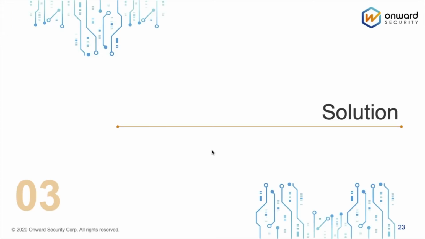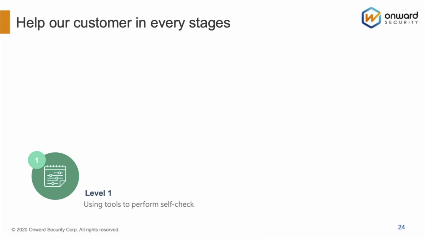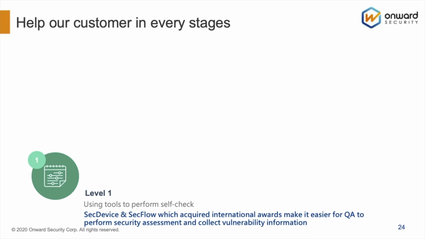Okay, and there are more security requirements from global buyers, industry, governments, or regulation. So what kind of solution is provided by Onward Security? Okay, sometimes the customer needs a tool to perform a self-check. So at Onward Security, we have our own developed tools called SecDevice and SecFlow. With these two tools, you can more easily help your QA team perform the security assessment yourself, and SecFlow can help you collect vulnerability information from the internet. And SecFlow also supports firmware image binary file scanning.